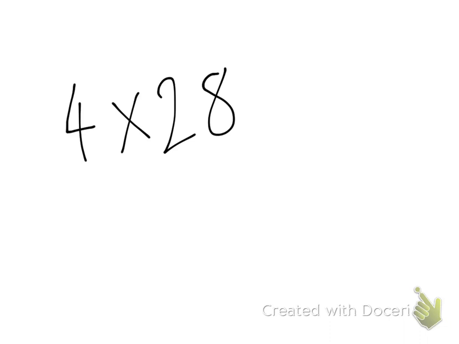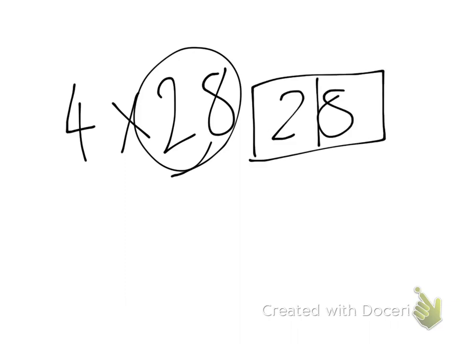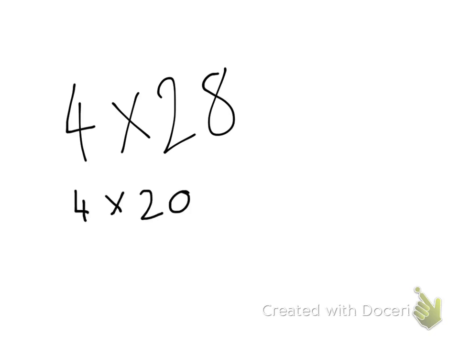What we are going to do is decompose the number 28 into its parts, like PVP. So if I draw 28 in a place value house, how many 10s and how many 1s? There are 2 10s and 8 1s. So I'm going to write out my problem broken up into its parts: 4 times 20 and 4 times 8. Now all of a sudden it's a lot easier.